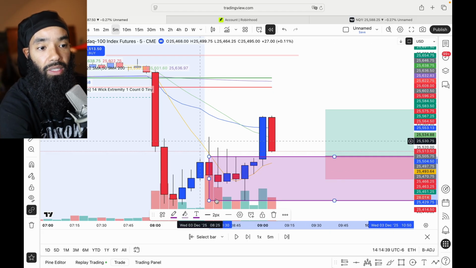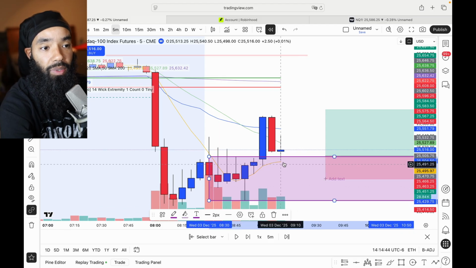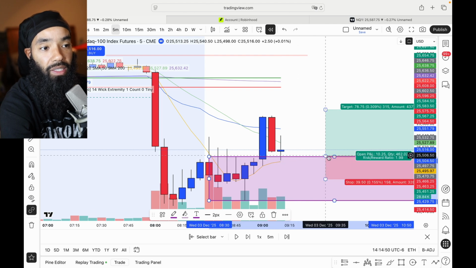And I decided to get in a little aggressive on this one. On the next candle right here, you see it tapped into the zone right here. The wick tapped into the zone, and as soon as it tapped into the zone, I got in. And this is where I actually got in at right here.